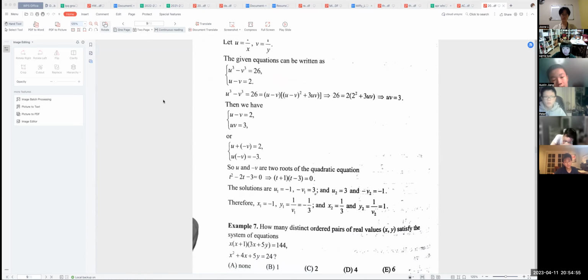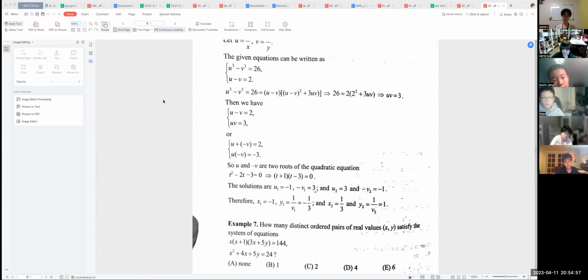Okay, so let's take a look at number 7. I think number 7 is something you can try to do. How many distinct ordered pairs of real values x and y satisfy the system with the equations blah blah blah and blah blah blah? Okay, everyone will see the equation 1 is a degree of 3, and the equation 2 is a degree of 2.